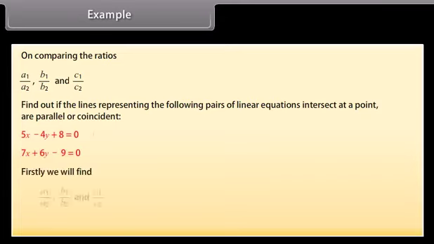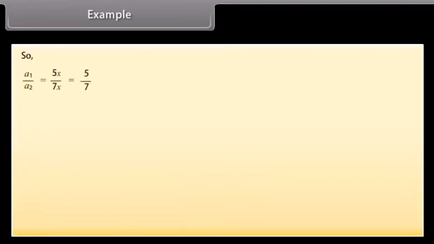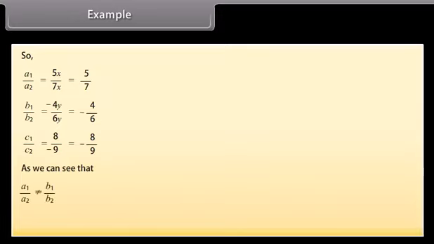Firstly, we will find a1 upon a2, b1 upon b2, and c1 upon c2, and then compare them. So, a1 upon a2 is equal to 5x upon 7x, which equals 5 upon 7. b1 upon b2 is equal to minus 4y upon 6y, which equals minus 4 upon 6. c1 upon c2 is equal to 8 upon minus 9, which equals minus 8 upon 9. As we can see that a1 upon a2 is not equal to b1 upon b2, so lines will be intersecting.